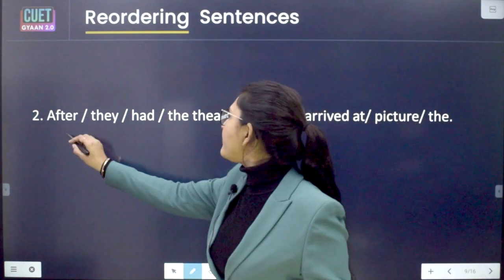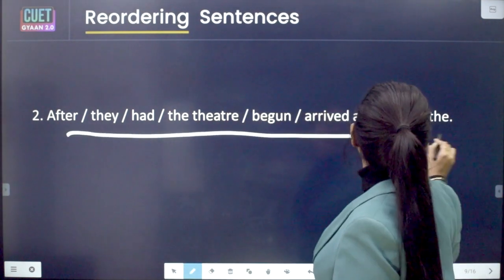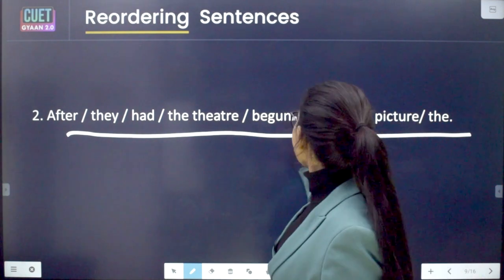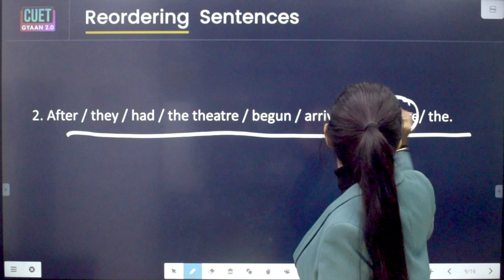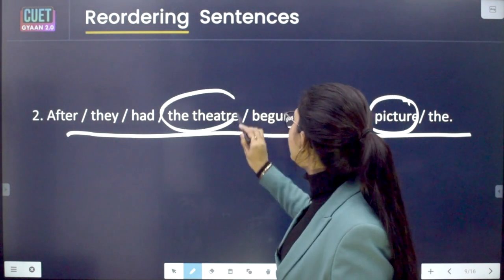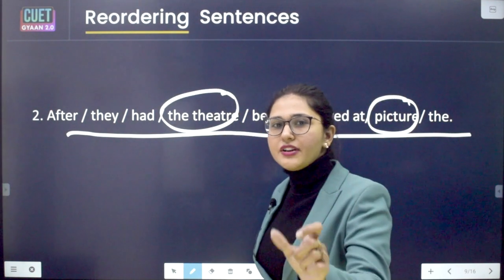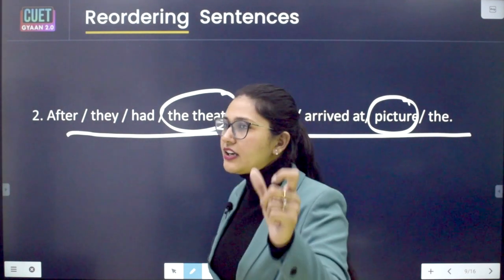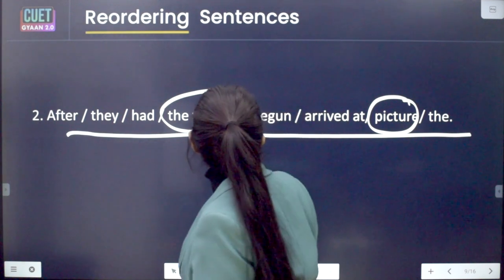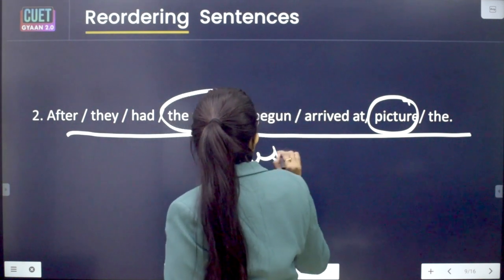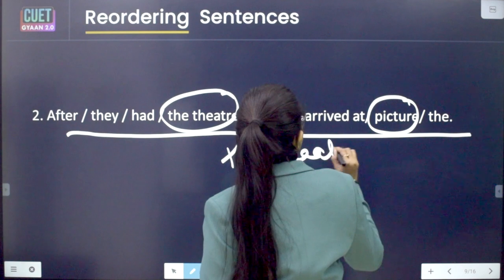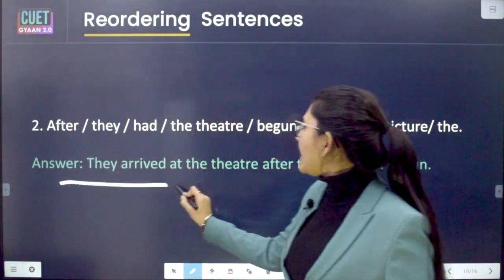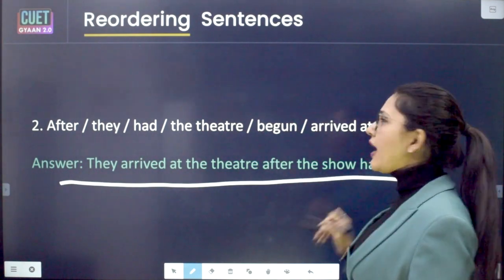The next example: "after they had the theater begun, arrived at picture." Okay, so here you can find that this is about the picture. Here's the theater. So from here you can start realizing, or connecting, or arriving at a conclusion that this sentence is about the theater or maybe the movie, right? So the answer will be, they arrived at the theater after the show had begun.